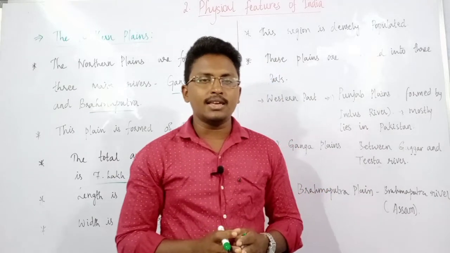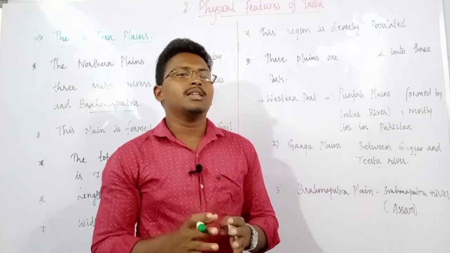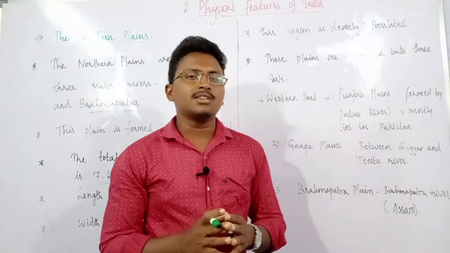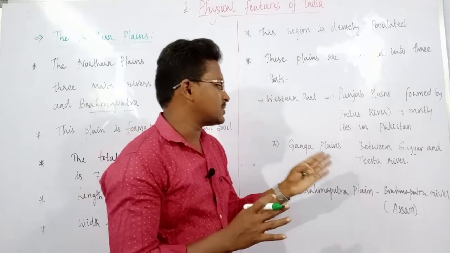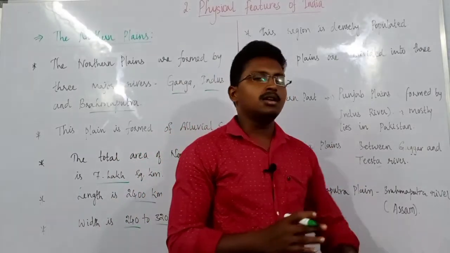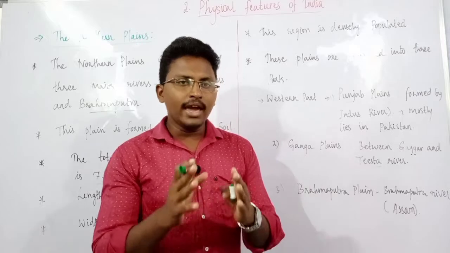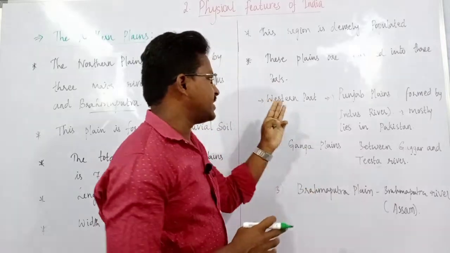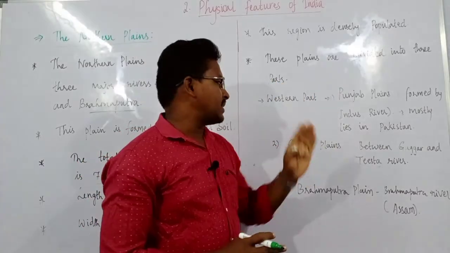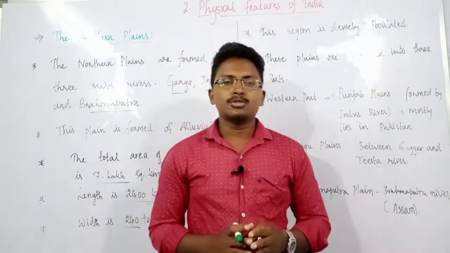These Brahmaputra Plains are mainly in the region where the river Brahmaputra is flowing, and the state mainly covered by the Brahmaputra Plains is Assam. So again, they are divided into 3 different plains: Punjab Plains, Ganga Plains as well as Brahmaputra Plains.